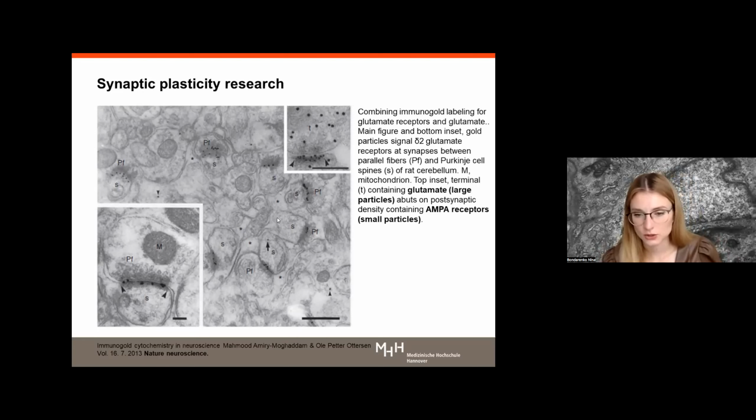Because, as I told, we use only black and white images, so we can't use different colors of fluorophore like during fluorescent microscopy. We can only work with black and white, and as a result only with different sized particles or different shaped particles when we work with immunoglobulin labeling.